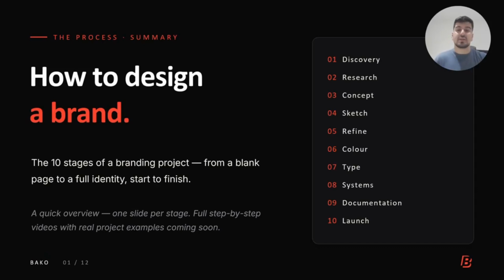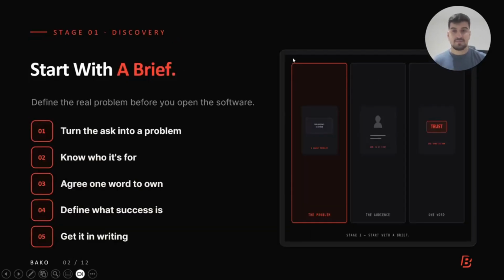So we'll be covering the summary of how to design a full brand from scratch. And the way that I like to do it is that each brand consists of 10 stages, from a blank page to a full identity. You have the discovery stage, the research, the concept, the sketch, the refine, color, type, systems, documentation, and then the launch. So let's get into it.